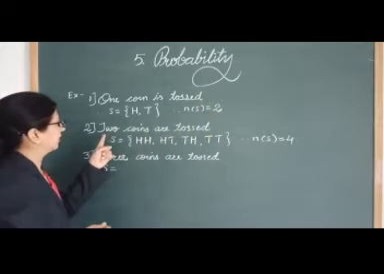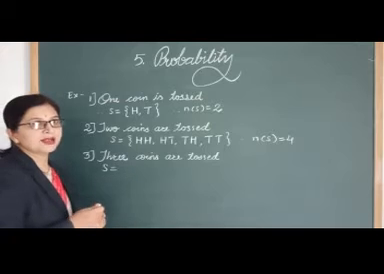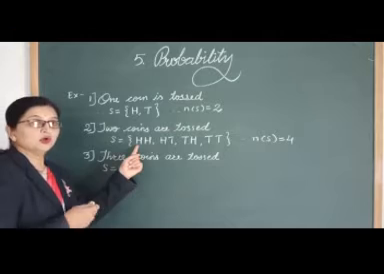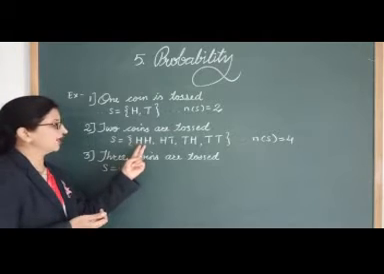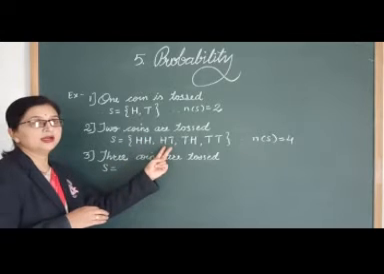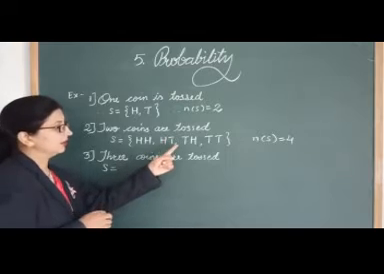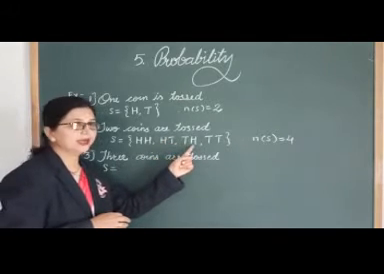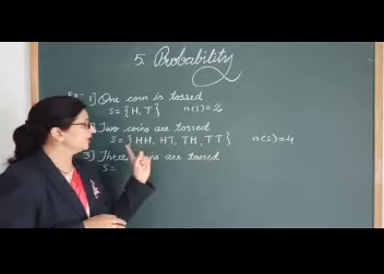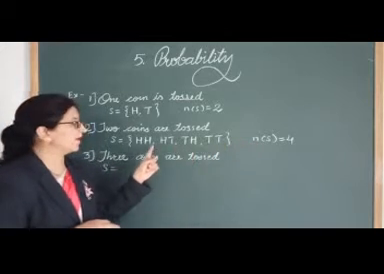Then, if 2 coins are tossed, what will be the sample space? The sample space will be, in the curly bracket: both the coins with the head on the upper face, or 1 coin with the head and the other coin with the tail, then tail and head, or both the coins with the tail on the upper face. So in this way, we get 4 sample points for this sample space.